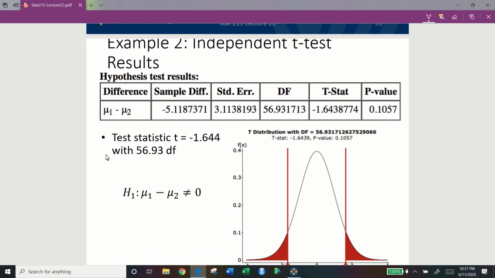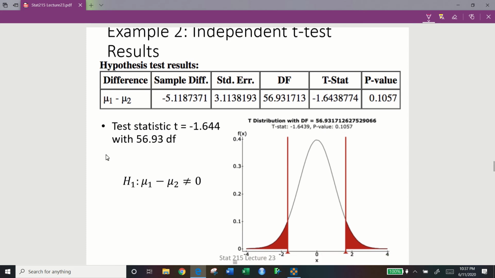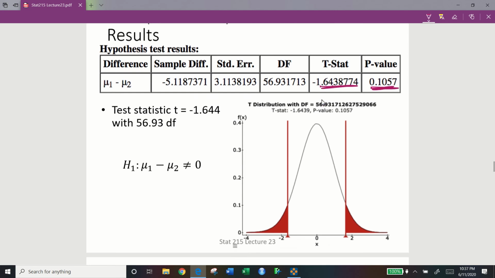So by examining the test results, we are given our sample difference, our sample standard error, our degrees of freedom, our t-statistic, and our p-value. Remember that the p-value is really, really important because it's what we're going to use to make our determination.